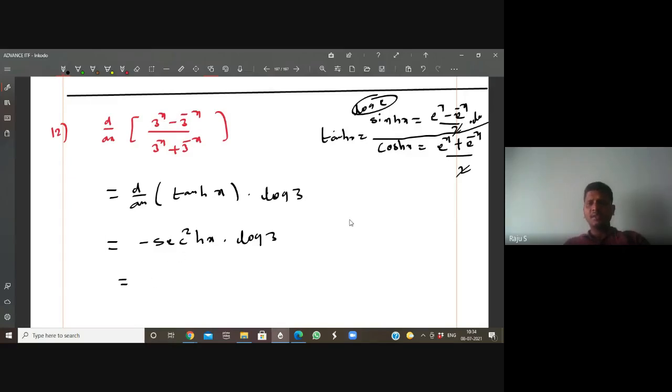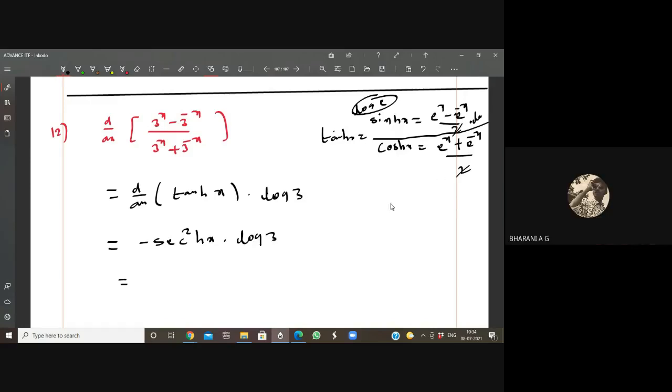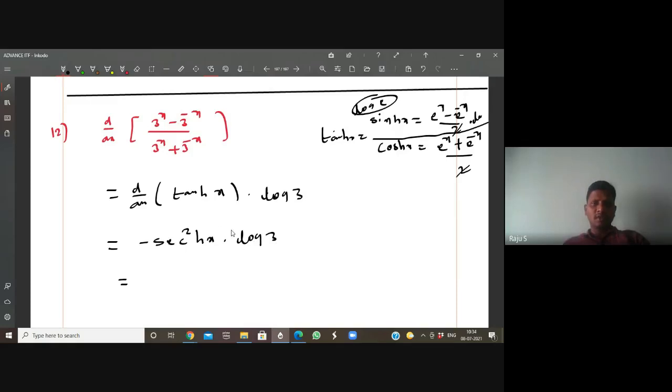So secant square, again, what is secant hx? It should not be negative. Sorry, in trigonometric functions the first three, sin, cos, tan, are positive, and the remaining three, cot, secant, cosecant, are negative; but in hyperbolic functions it is positive. Secant hx is the reciprocal of cos hx only. So what shall we write here? 2 square by 3 power x plus 3 power minus x in the whole square into log 3.